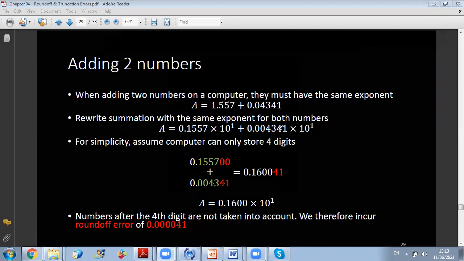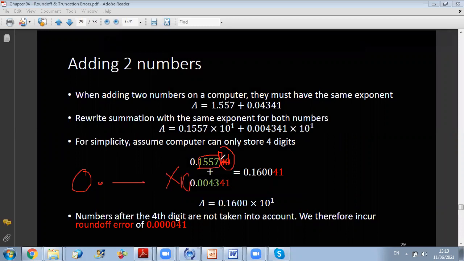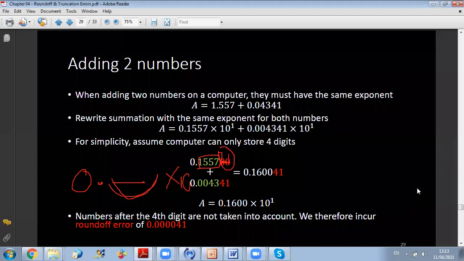Yes, we always write the number. In general, the method is to put the number as 0 point something times 10 to the power. And you know from your computer how many digits it can read. So based on this, you can continue your calculation.